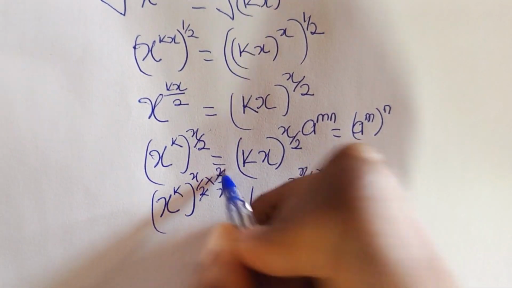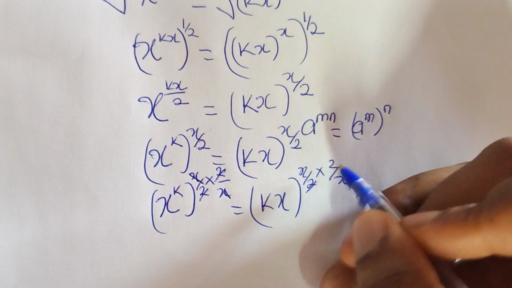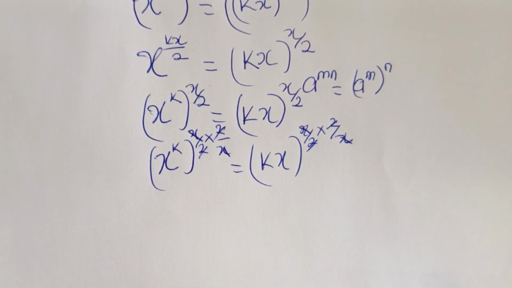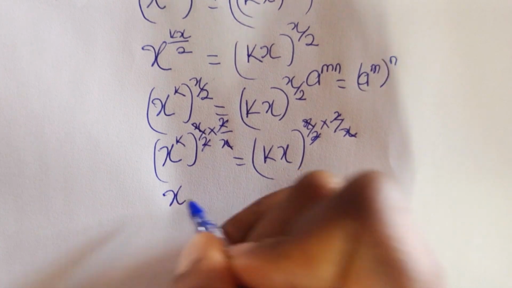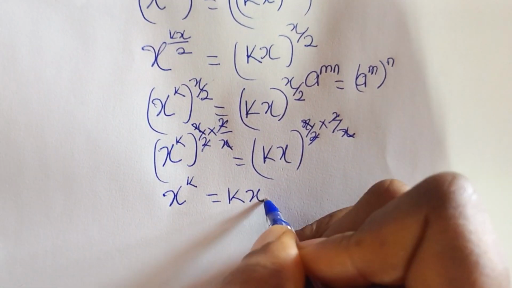So this 2 cancels this 2. This x cancels this x. This 2 here cancels this 2. X here cancels this x. We now have x raised to the power of k equals kx.